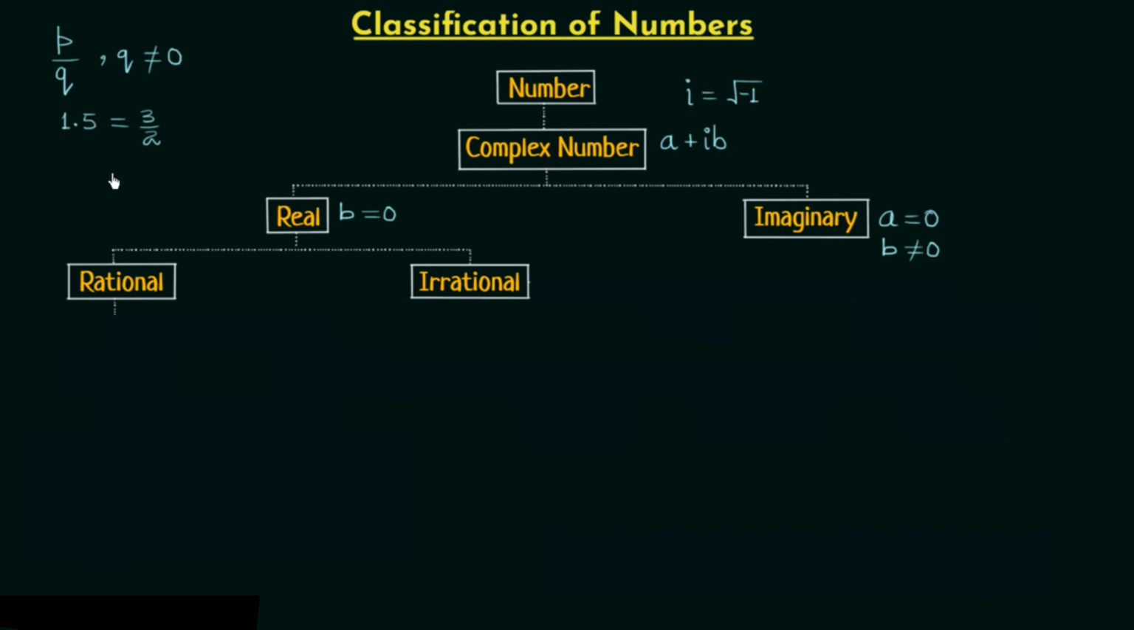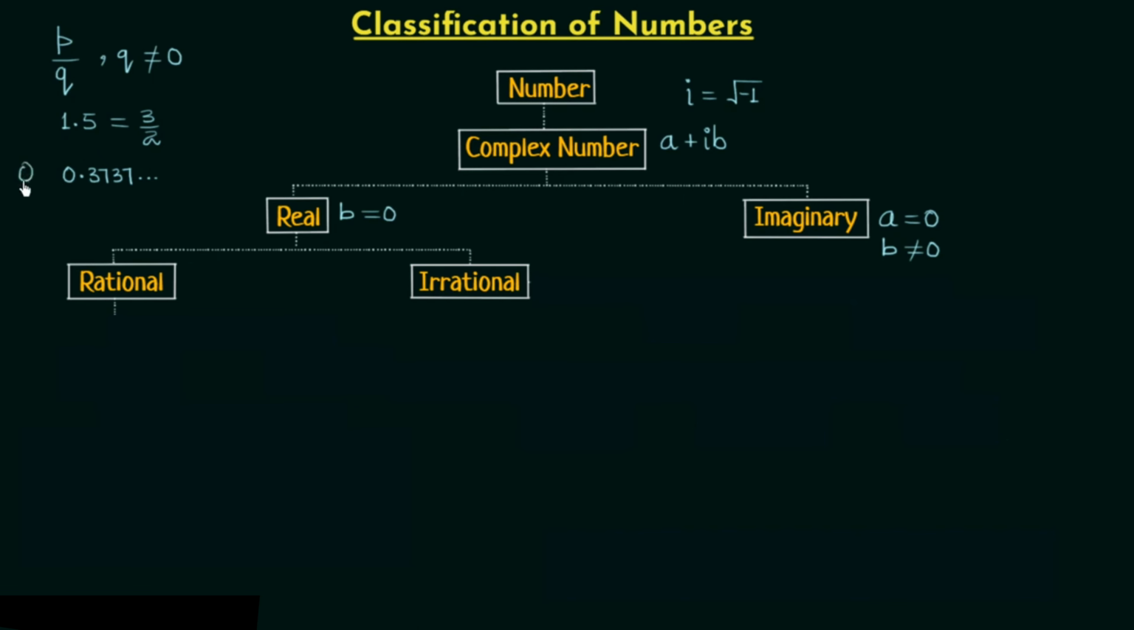Now we will move on to the second type, which is non-terminating but recurring decimal form. For example, we have 0.3737 and so on. Here you can see that we have non-terminating. The numbers are not getting terminated. They are continuously there, but the number 37 is repeated. So this is non-terminating but recurring decimal form, and this we can also write in p over q form.